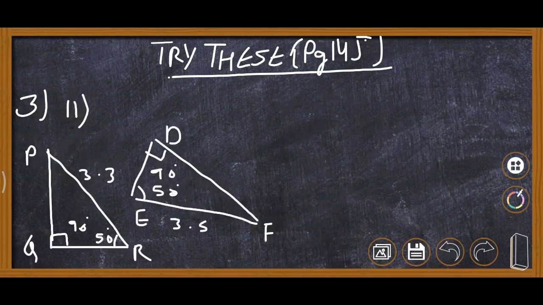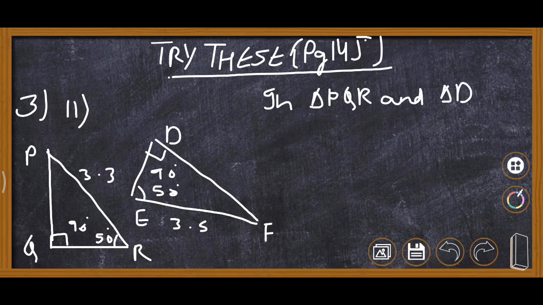This is the second part, PQR and DEF. So first of all we will write which triangles we are taking. So we will write in triangle PQR and triangle DEF. So here you can see angle Q and angle D are equal because both are 90 degrees.